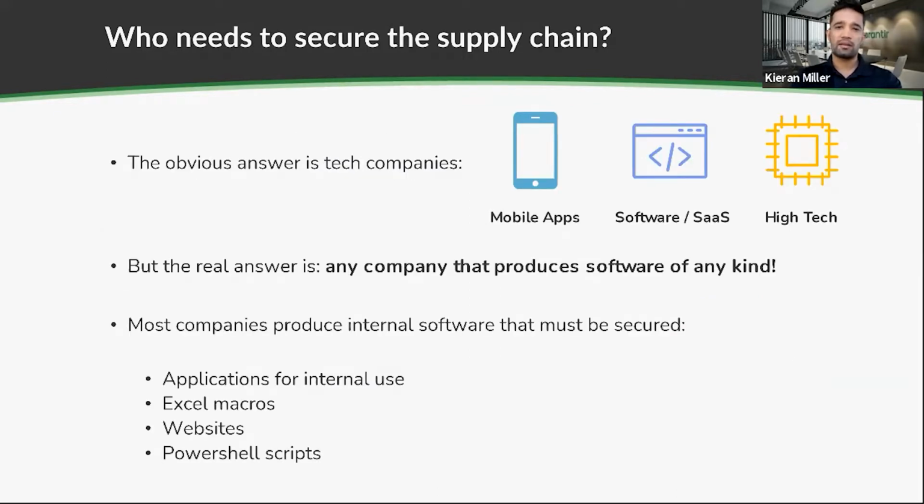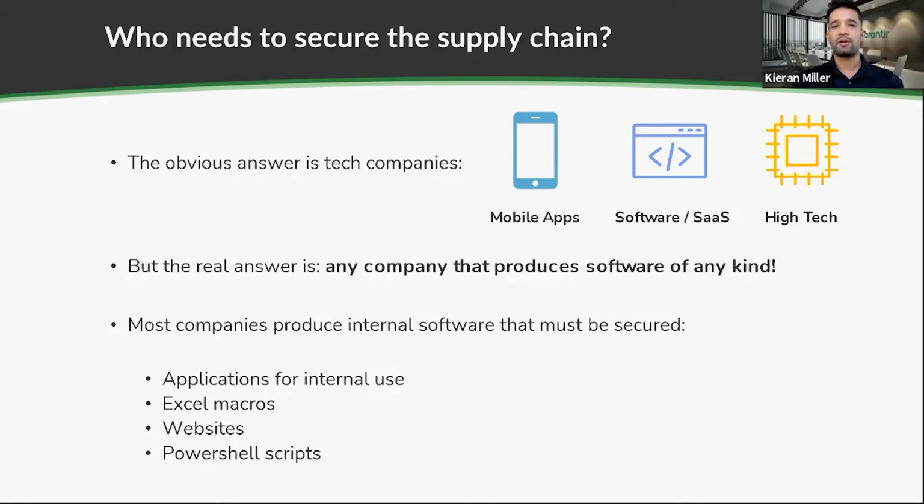So who needs to secure the supply chain? The obvious answer are the tech companies, but really it's any company that produces software, which nowadays is almost any company. Now, some companies produce software as the core bread and butter of what they do, whereas other ones may produce it for internal stakeholders for things like managing the servers or automating certain processes. No matter who it is, you still want to secure that process. And today we're going to talk about some guidelines on how to do that and how to really do it in a meaningful manner.